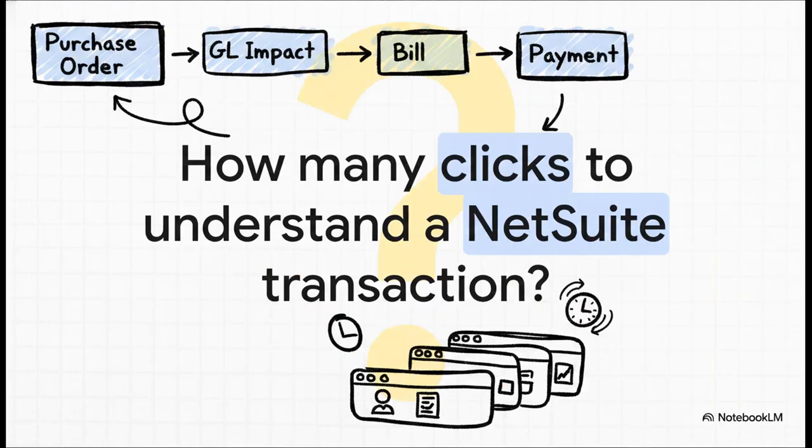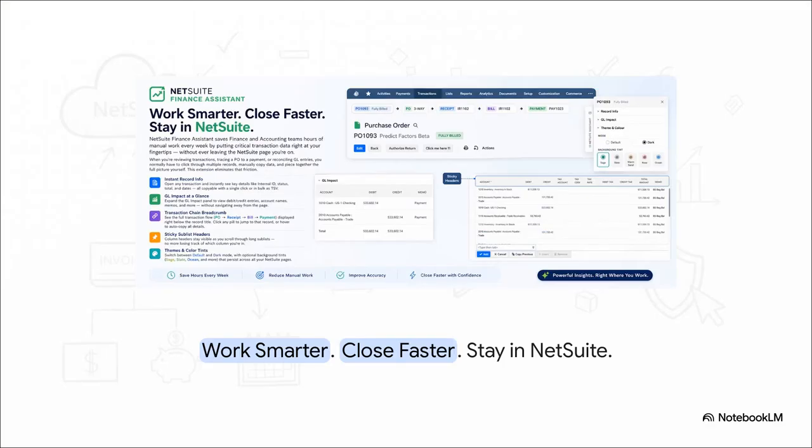Seriously, just think about it for a second. You're on a purchase order, you need to see the GL impact, then you've got to find the related bill, then the payment, and suddenly you've got 5 tabs open, you're clicking all over the place, and you've wasted precious minutes just trying to piece the story together. We've all been there. Well, here's the fix we're looking at, the NetSuite Finance Assistant.